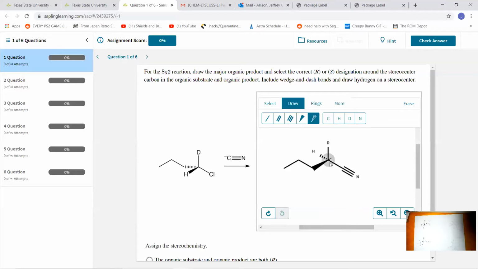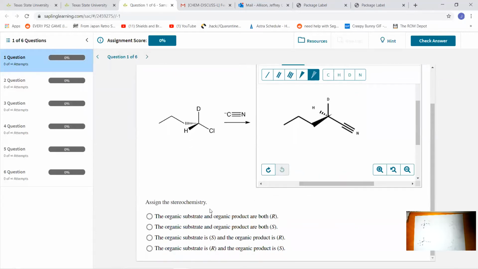Now, I know this is sticking out a little bit here on the end, but there's no way to help that. Notice they didn't draw any lone pairs around the chlorine, so I can make that assumption here as well with the product. Now, coming down here, I need to talk about the stereochemistry of each.